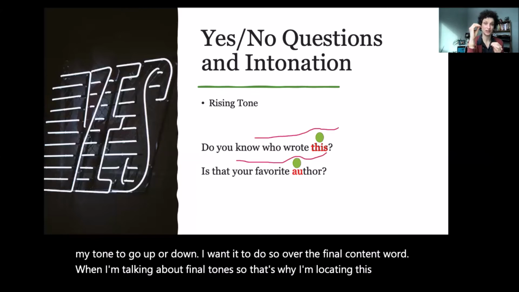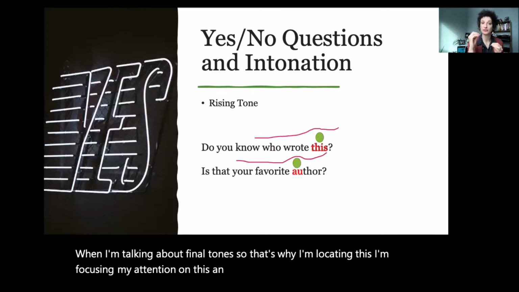I'm focusing my attention on this and author, because those are my final content words.